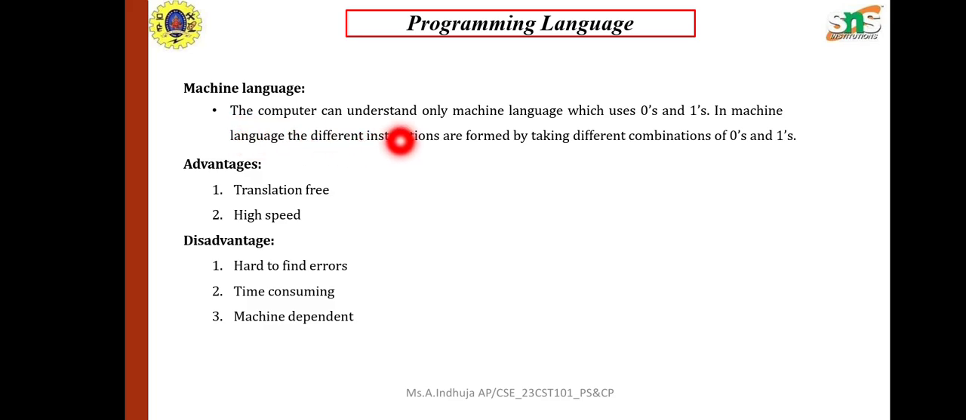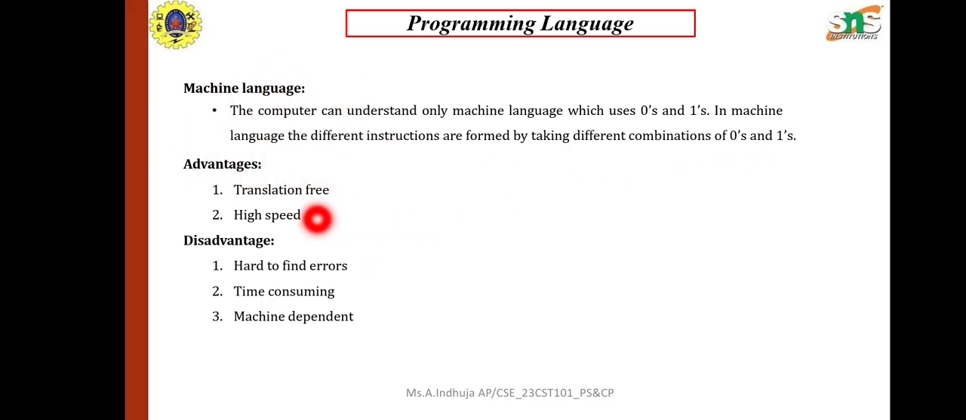The computer can understand only machine language, which uses zeros and ones. In machine language, the different instructions are formed by taking different combinations of zeros and ones. Whatever we give, it will take in the form of different combinations of zeros and ones only. So that is called machine language.